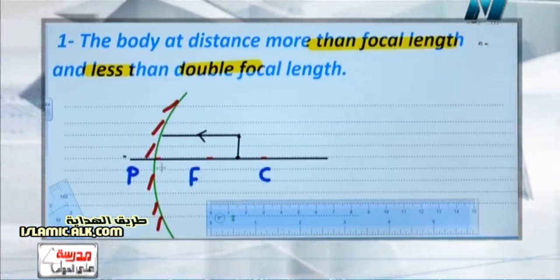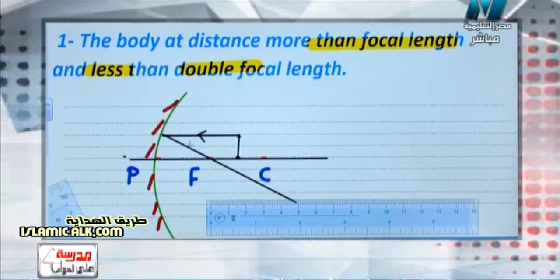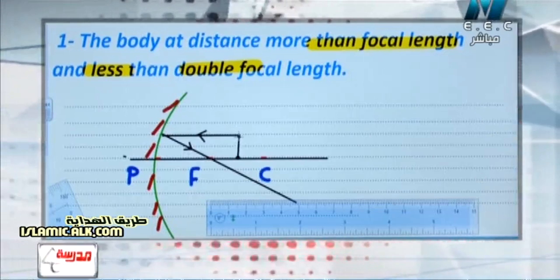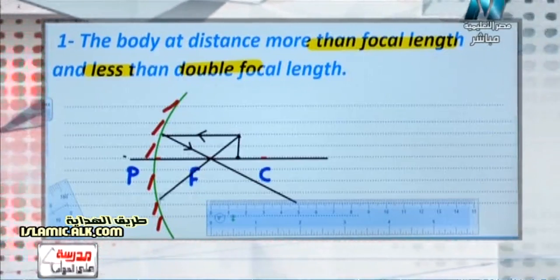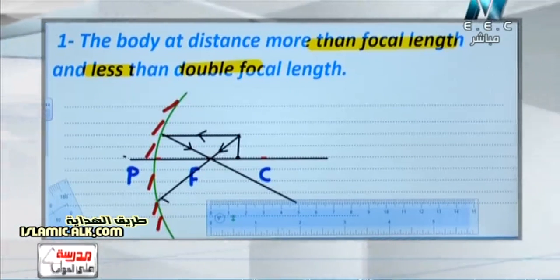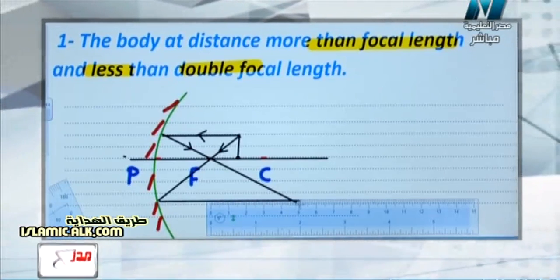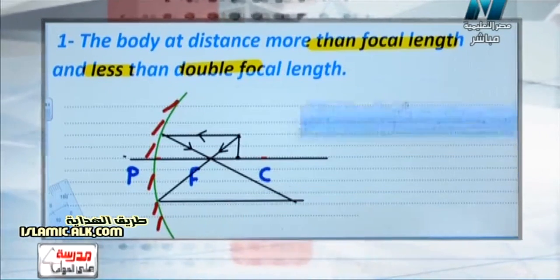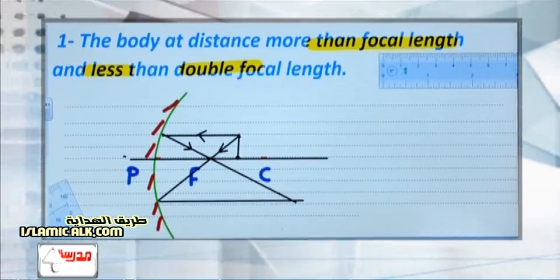The incident ray parallel to the principal axis will reflect through what? Focus. And we will use rule number 2. The light ray from the head also passes through what? Focus, like that. It will reflect how? It will reflect parallel to the principal axis, like that. So we have here what? We have an intersection point, here in this point.